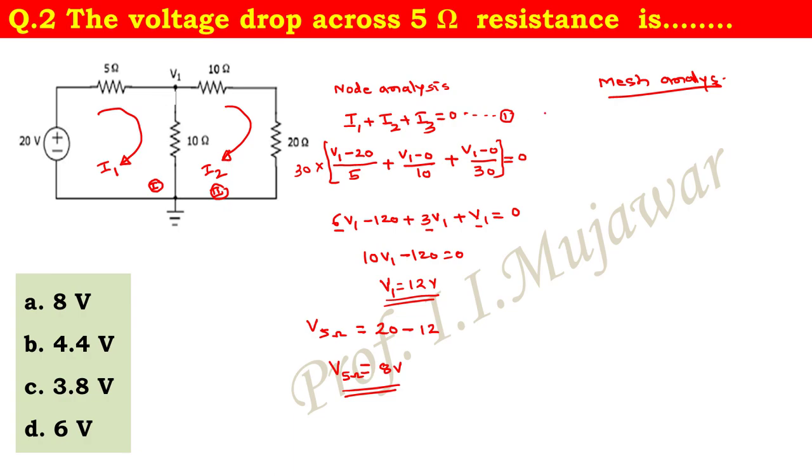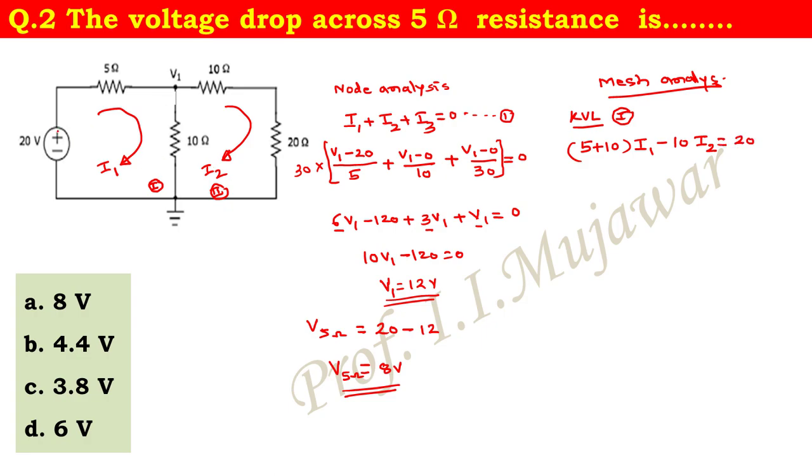Then I have to apply KVL to loop 1. Now what is KVL? Kirchhoff's voltage law, which states the algebraic summation of voltages around a closed path is equal to 0. So if we use the concept of self and mutual resistance, for loop 1 your self resistance is 5 plus 10, its drop is multiplied by I1, whereas the mutual resistance is 10. Now since I1 and I2 are flowing in opposite directions, we have a minus sign, that is equal to plus 20.